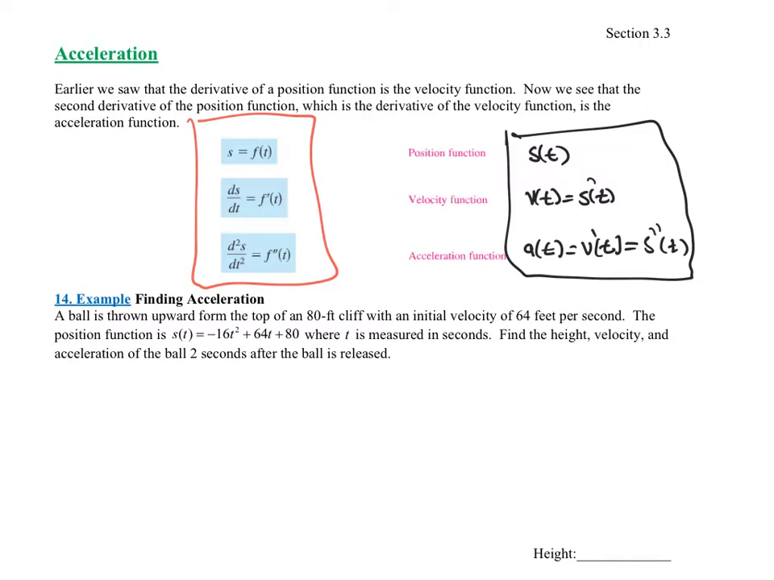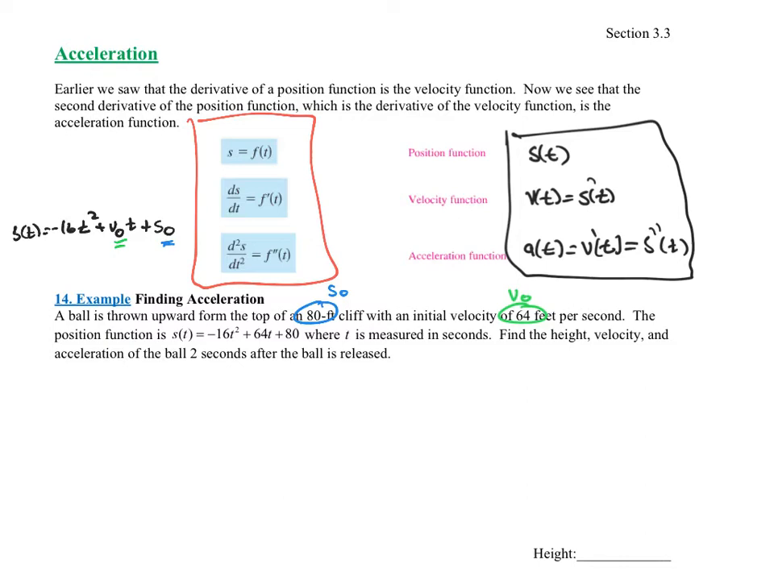It says a ball is thrown upward from on top of an 80-foot cliff. Remember, that would be your initial position, s sub 0, with an initial velocity of 64 feet per second. Remember, that would be v sub 0. It says the position function, s of t, equals negative 16t squared plus 64t plus 80, where t is measured in seconds. Again, that is correct because we know that s of t always has to be negative 16t squared plus your initial velocity times t plus your initial position. And all we're doing is plugging in that initial position of 80 feet high, and we're also plugging in that initial velocity of 64 feet per second. Of course, that's going upwards because it's positive.